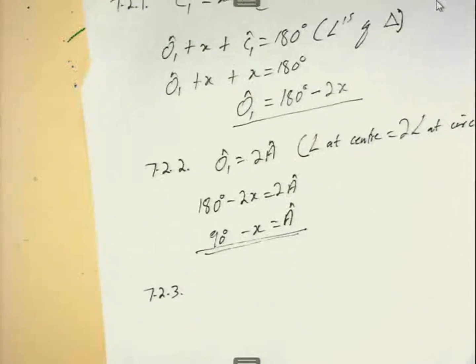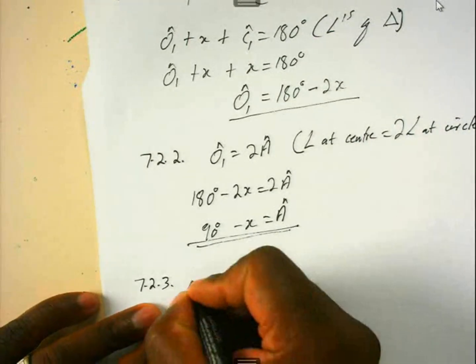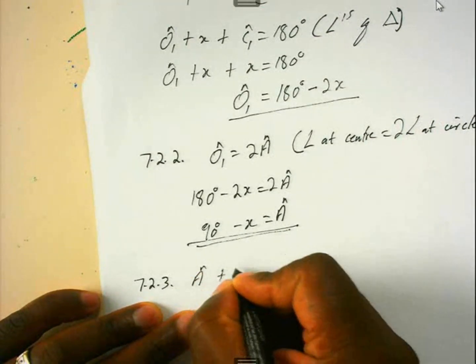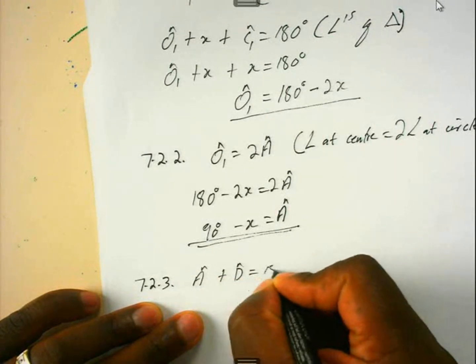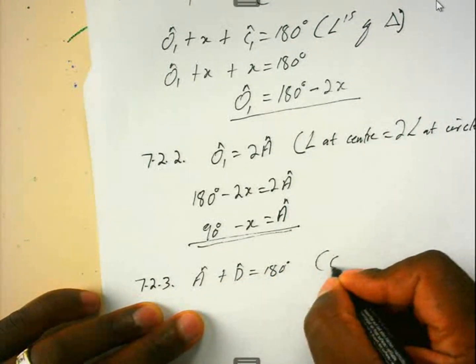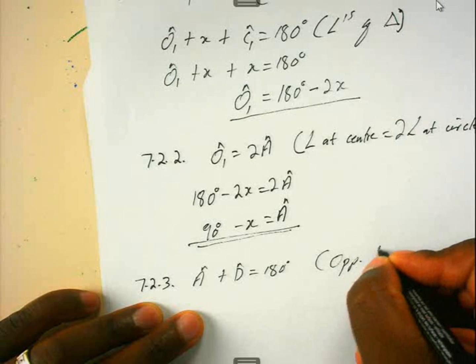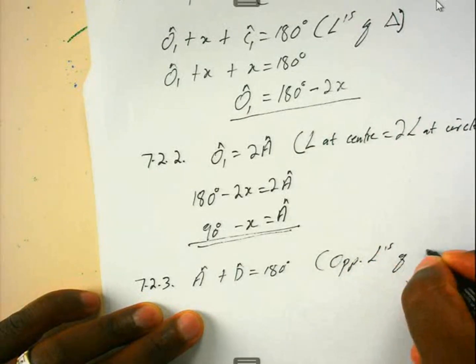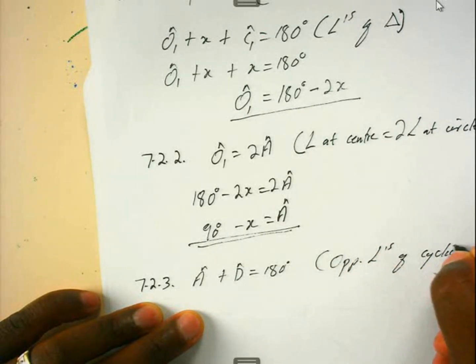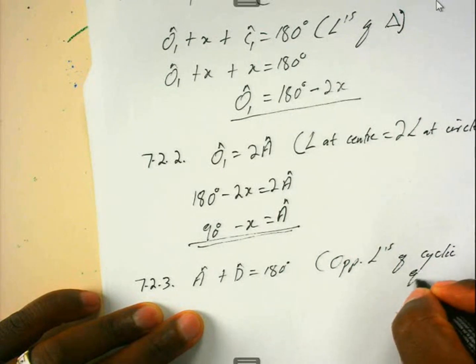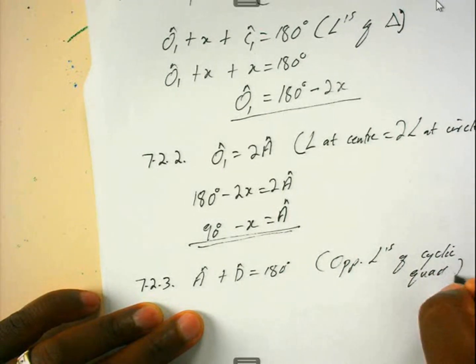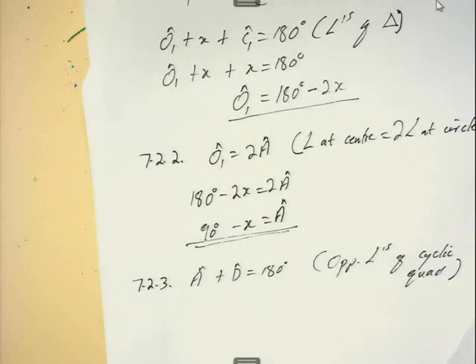Those are the opposite angles of a cyclic quad. We said angle A plus angle D gives us 180 degrees. These are the opposite angles of a cyclic quadrilateral.